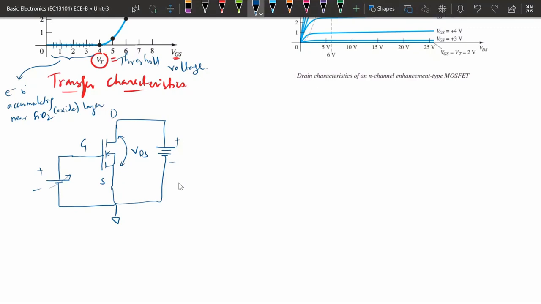As the electrons accumulate, if a sufficient channel has been formed, only then will the current start. As we increase VGS from zero to some value, at this value the channel is formed and the current starts flowing. This value of VGS at which the channel is formed and current starts flowing is called the threshold voltage. So gate to source voltage should be applied up to a minimum value, that is VTH, the threshold voltage, so that there will be a current flowing through the MOSFET.